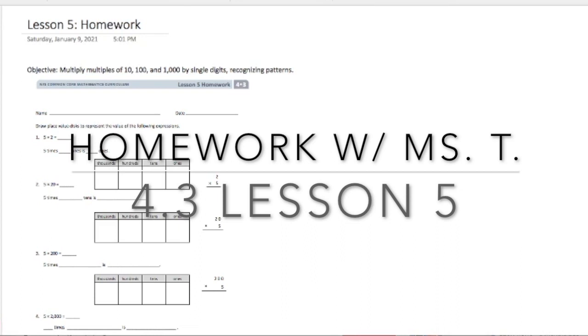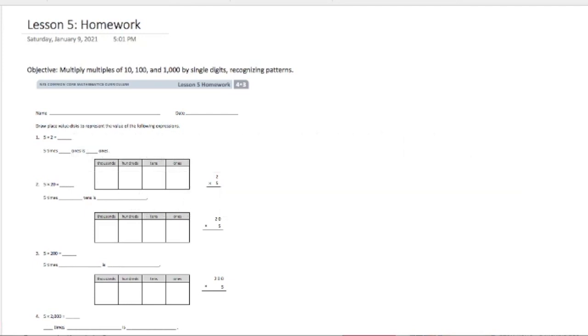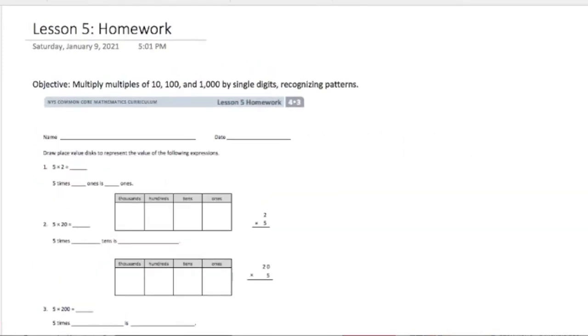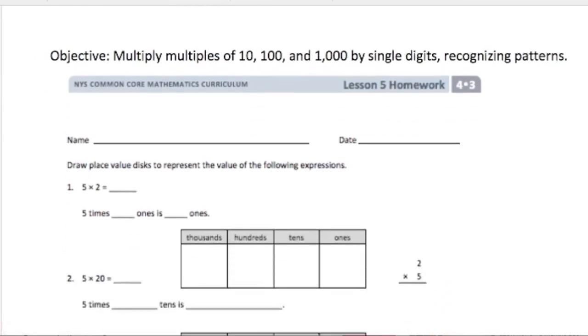I am Miss Thomas and we are on lesson 5 of module 3, and today we're going to be fulfilling this objective: multiply multiples of 10, 100, and 1000 by single digits, recognizing patterns. So I'm going to zoom in and we're going to get started.